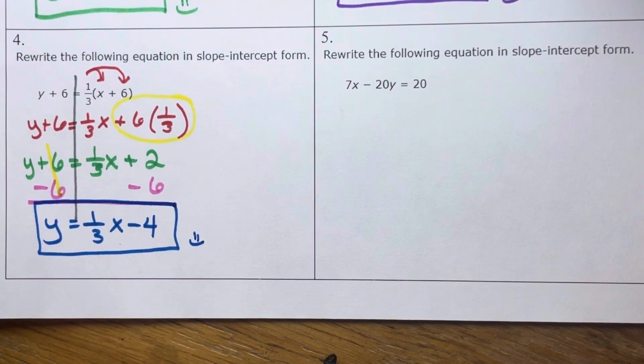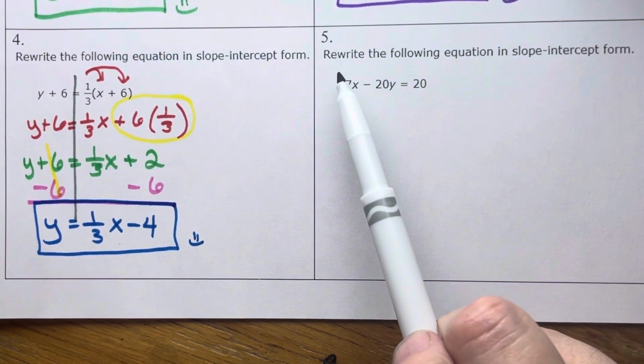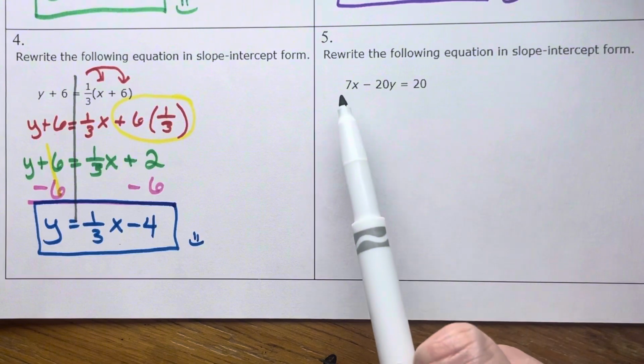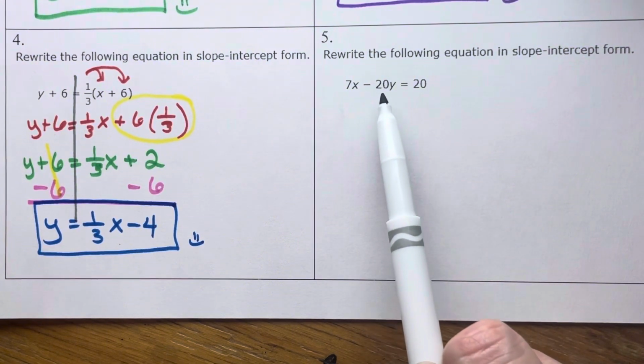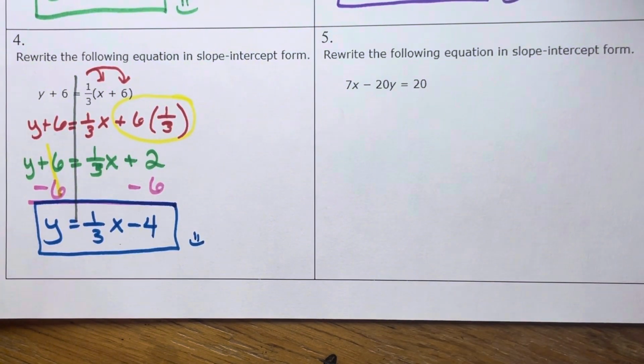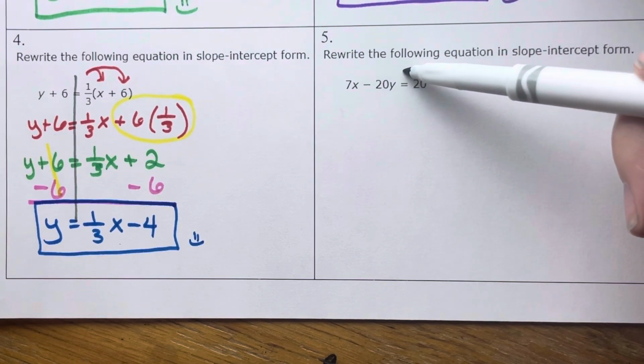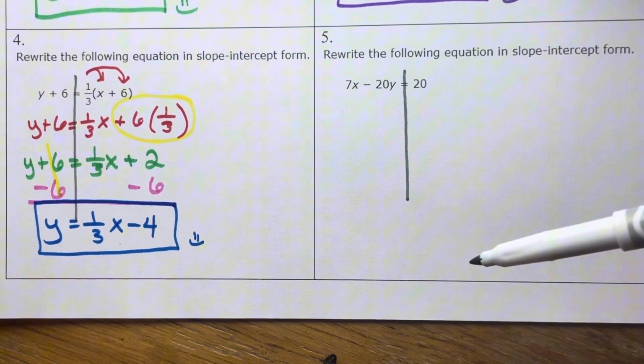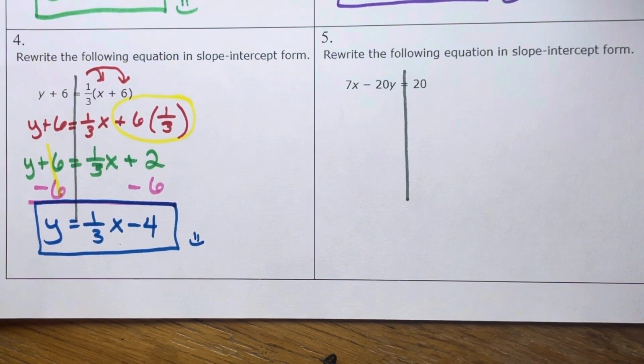And there you go. For our fifth and final example, we're going to rewrite the following equation in slope-intercept form, having been given 7x minus 20y equals 20. So this equation looks a little different than the other ones that we've worked through in this lesson, but we still started by drawing our river. Gotta have that river. It's just helpful for your brain, for your thoughts to stay organized.